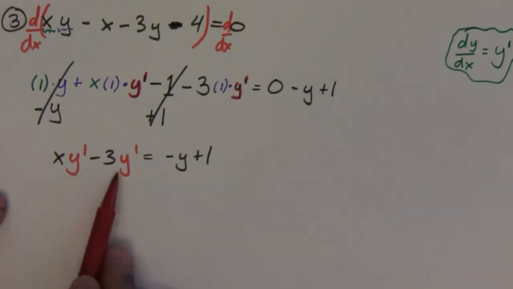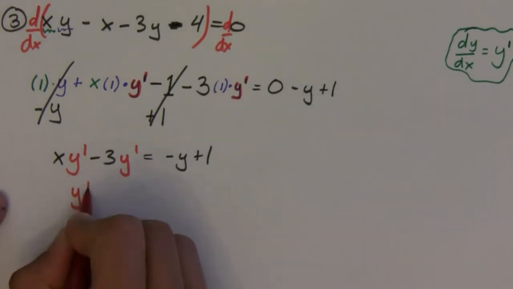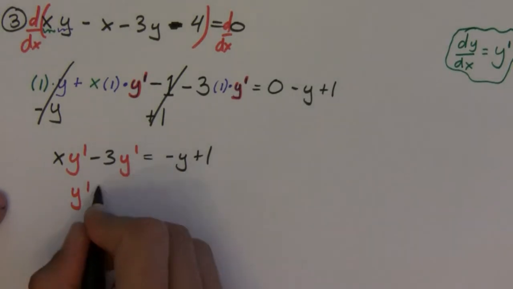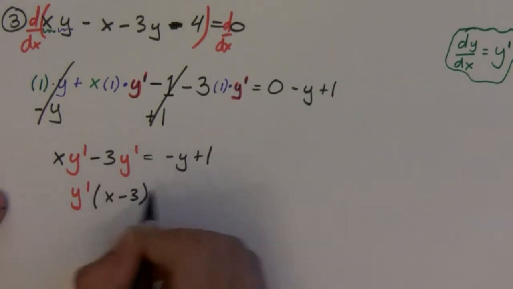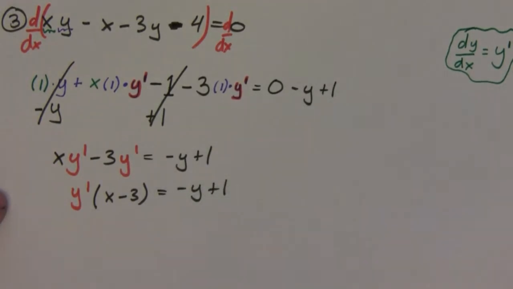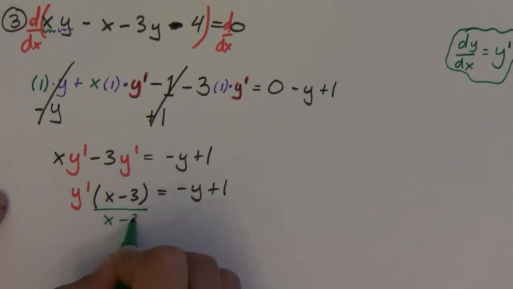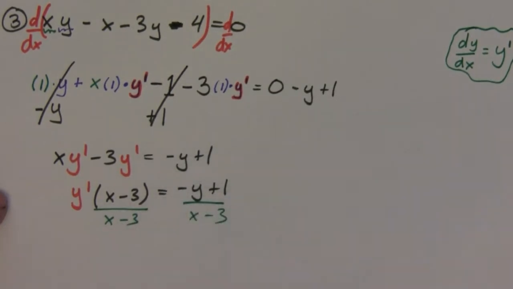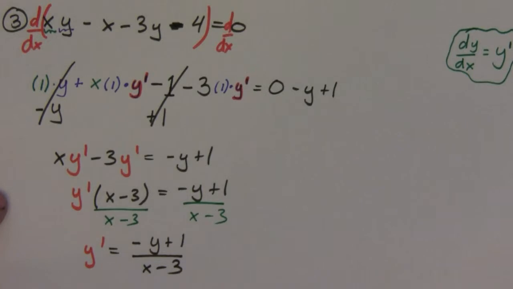And then since we're trying to solve for y prime, well, all we have to do is factor it out because it's common to both, and then we're going to have x minus 3 left over equals minus y plus 1. And the last step is just divide by x minus 3 on both sides. And so we get that the derivative of y with respect to x is equal to negative y plus 1 over x minus 3. And that's it.